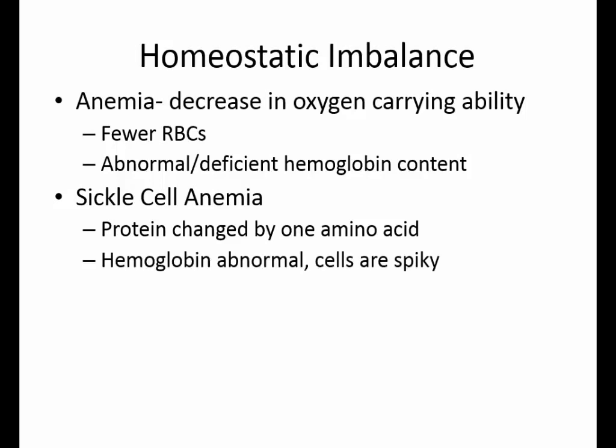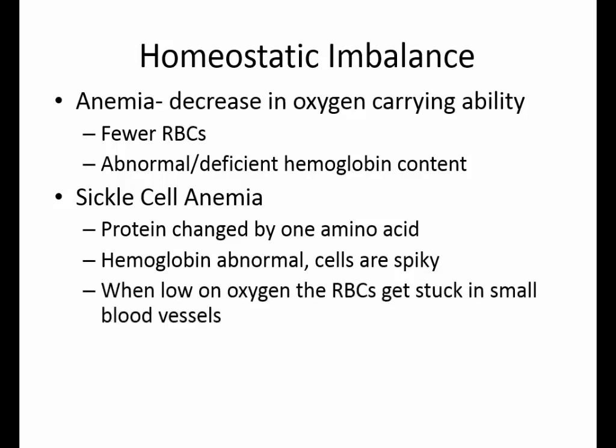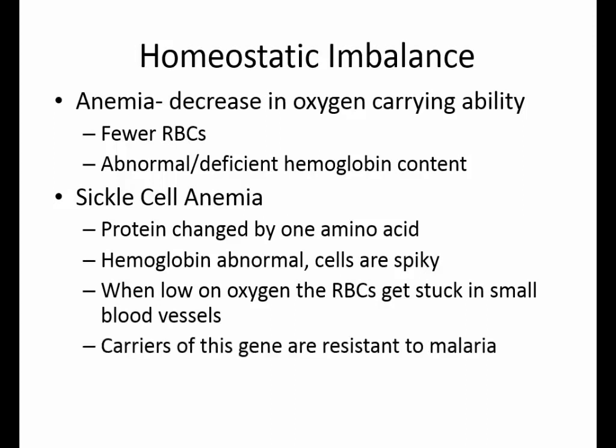Because this hemoglobin is abnormal, it doesn't stay in solution and it makes the cells look spiky. They take on a sickle shape. This happens when there is low oxygen in the blood. The red blood cells will then get stuck in small blood vessels and cause infarctions. That is, the blood will not travel any further. This is a genetic disorder, but people who carry this gene are resistant to malaria.